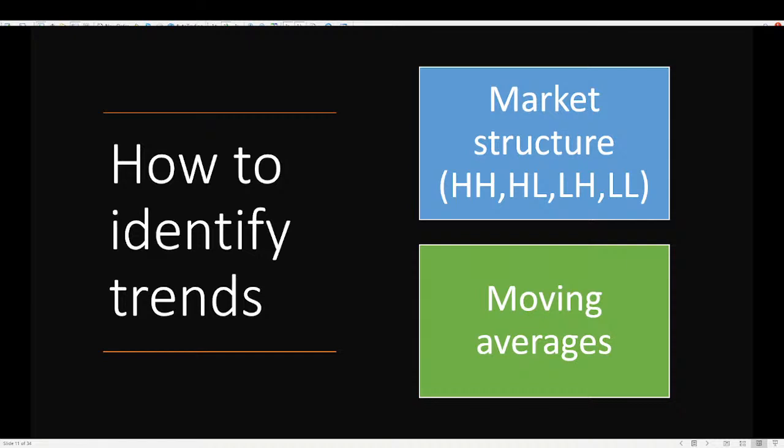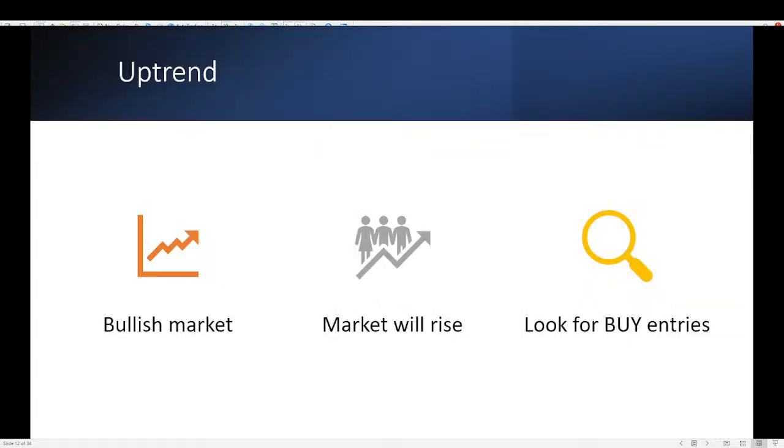Okay. Now, what do you do, guys, in an uptrend? What does it mean when we look deeper into the uptrend? If the market is in an uptrend, it means that the market is bullish. So if the market is bullish, it means the market is rising. It's tending to go up. And when it's in a bullish market, the market goes up.